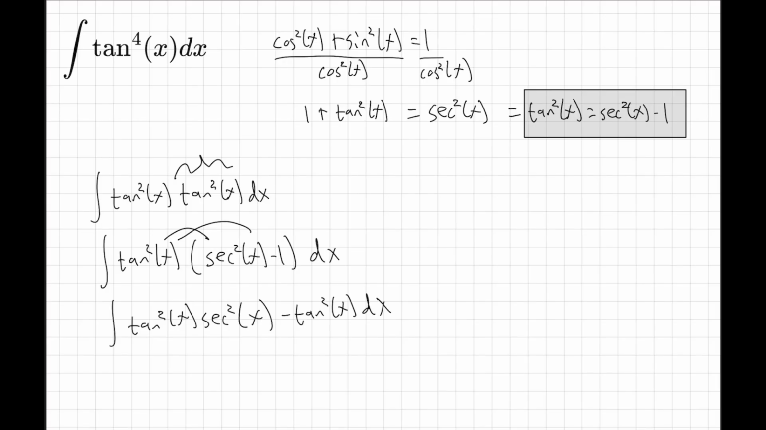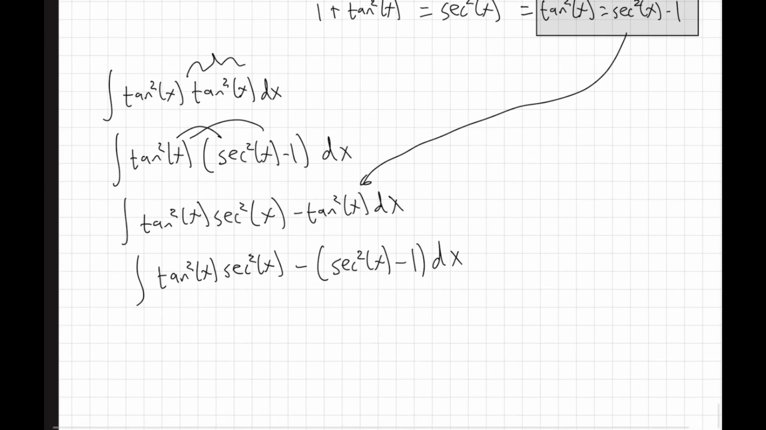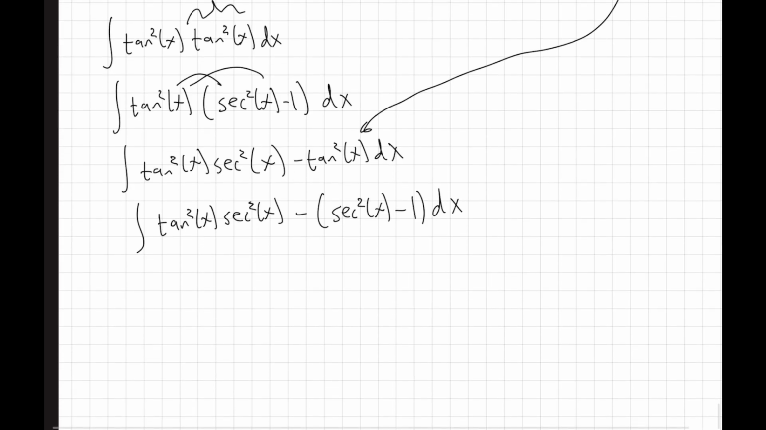And again, we have a tangent squared. What we're going to do is go ahead and plug in secant squared minus 1 there. So this is the integral of tangent squared of x, secant squared of x, minus the quantity secant squared of x minus 1 dx. So it looks like we've done a whole lot of replacing tangent squared so far. Now, how are we actually going to solve this integral? It actually becomes really easy from this point on.